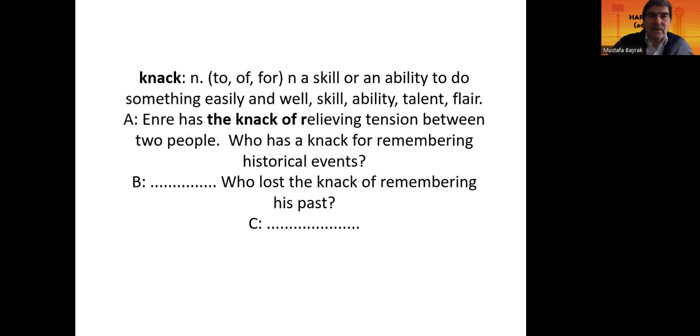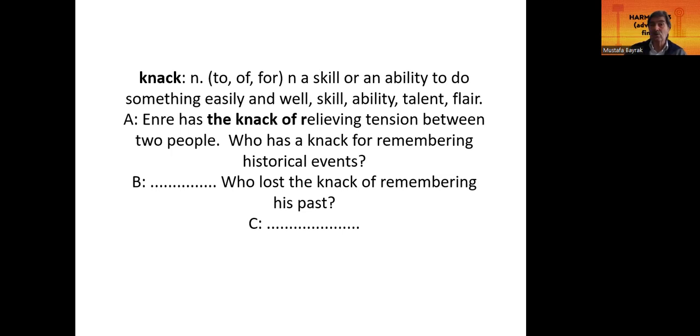Knack as a noun, a skill or an ability to do something easily and well. Skill, ability, talent, flair. Emre has the knack of. We will just say the ability of, okay? Instead of saying the ability of, the skill of, we say the knack of. Yeah, the knack of. Emre has the knack of relieving tension between two people.